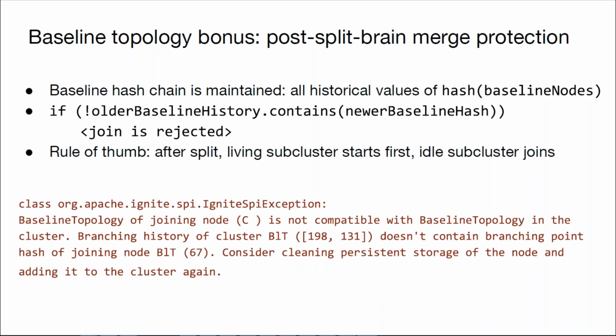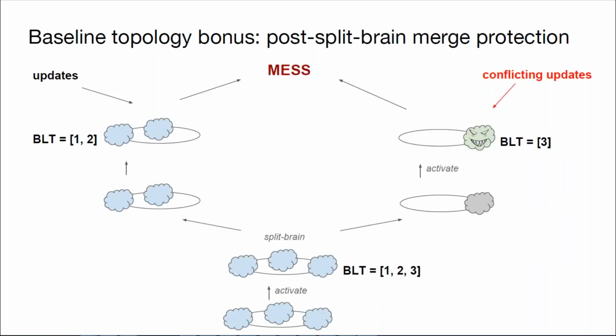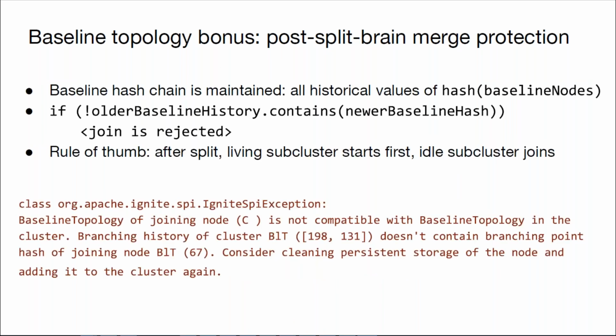The good point is that Topology Validator helps us to prevent such a situation, and it has the algorithm which will prevent this evil subcluster with conflicting updates from merging with a good subcluster. We do the following trick to achieve this. On every event, like cluster activation or baseline change, we append a hash from the current set of baseline nodes to the head of the hash chain. So on every node, there's a hash chain which contains hashes of all baseline topology in history.